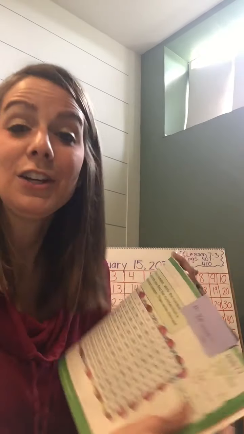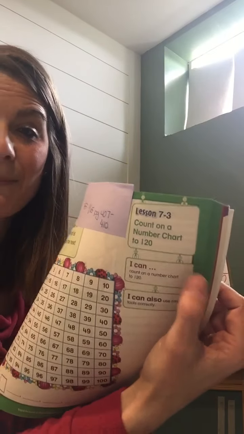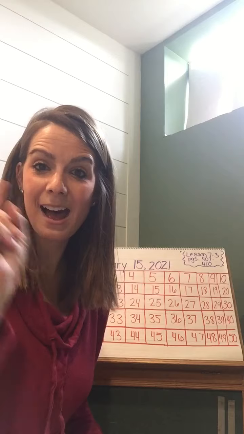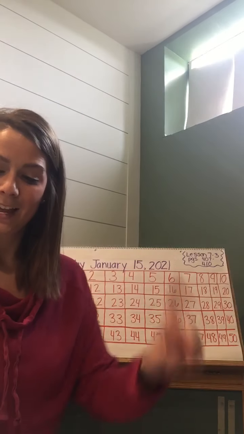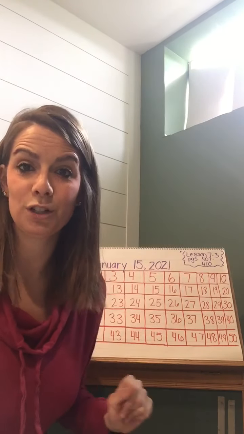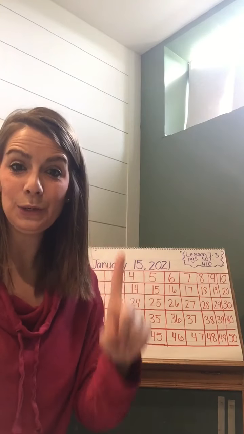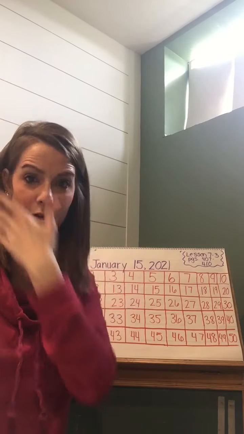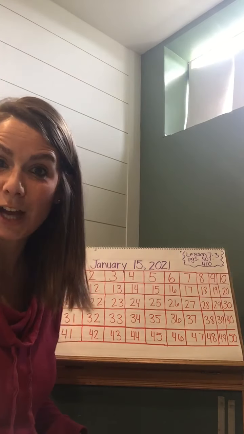So let's look at our I can statement. Okay, ready? Mirrors on. I can count on a number chart to 120. Mirrors off. Good job.